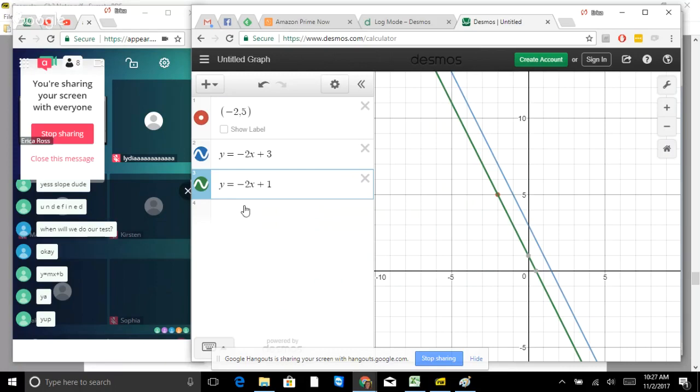So this green equation is the one that we said is parallel. So do they look parallel? Yep. Does my green equation go through 2, 5 or negative 2, 5? Yep. So this would be my solution.